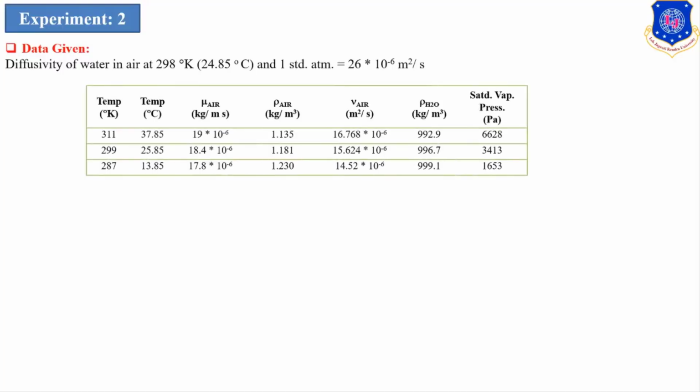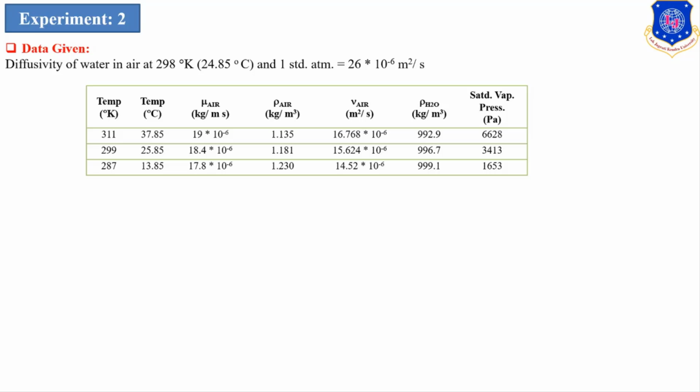Now there are some data given to us, like the diffusivity of water in air at 290 Kelvin, or you can say 24.85 degrees Celsius, and 1 standard atmosphere, that is equal to 26 multiplied by 10 to the power minus 6 meters squared per second. And for different temperatures the viscosity of air, density of air, the flow, the velocity, and also the density of water and the saturated vapor pressure are given.